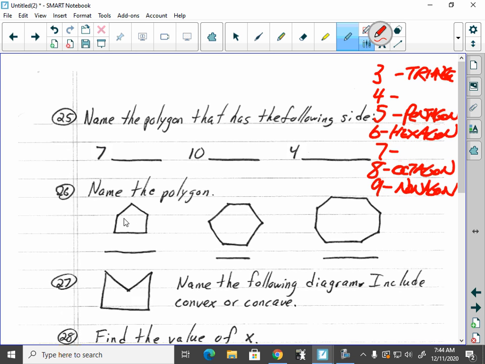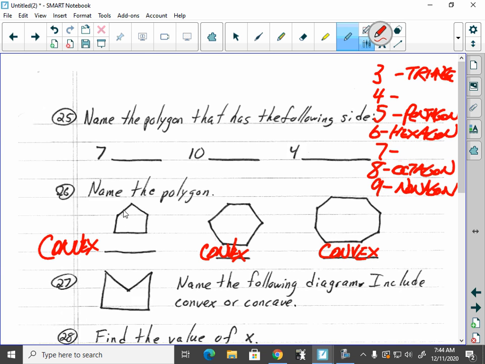All of these are convex, because all the corners go out. Convex, convex. If one of the corners would have gone in, it would have been called concave. Okay, but that's not it. Now you have to give the name of the polygon.